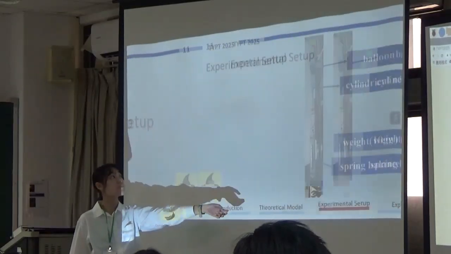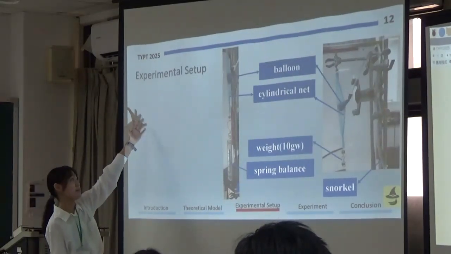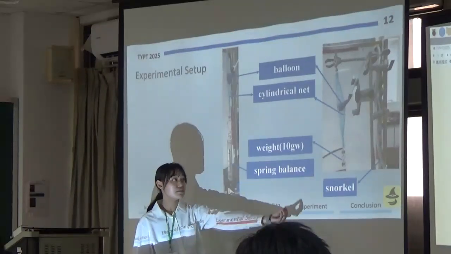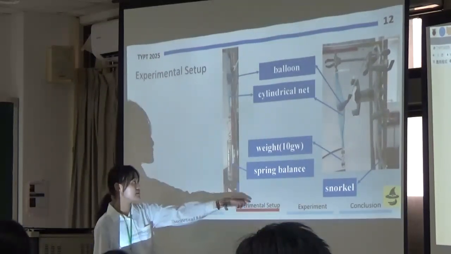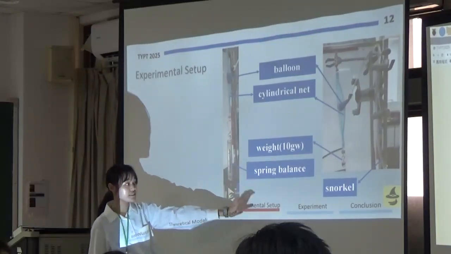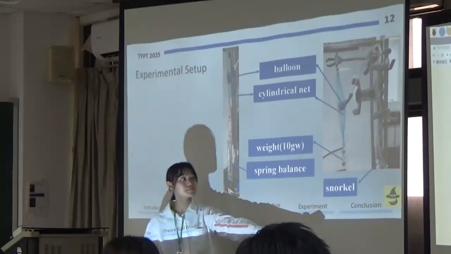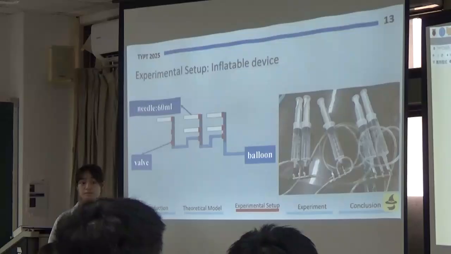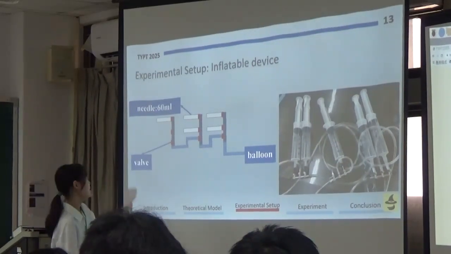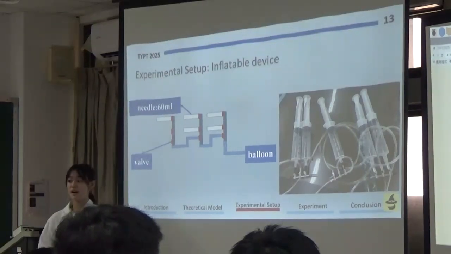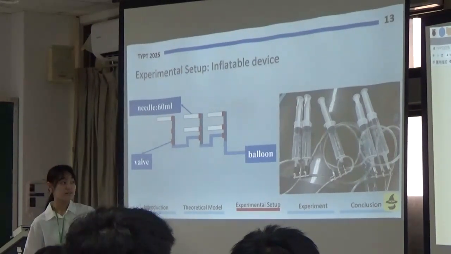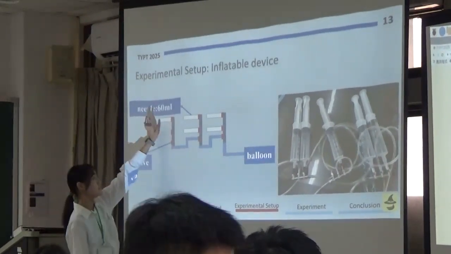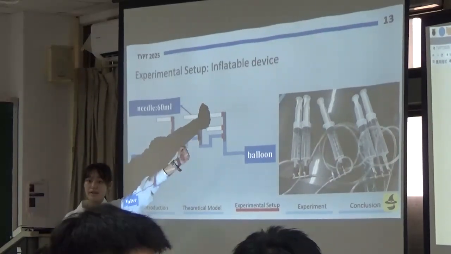Experiment setup. This is how we set up the experiment. First, we put the balloon in a cylindrical net, and we place the weight down the left. And this is a spring balance and a stand. So this is a device that we press the air into the balloon. And this is the valve you can turn on or turn off to change the volume you pressed into the balloon. And this is where the balloon is pressed. This is the needle, and each of them is 60 ml.